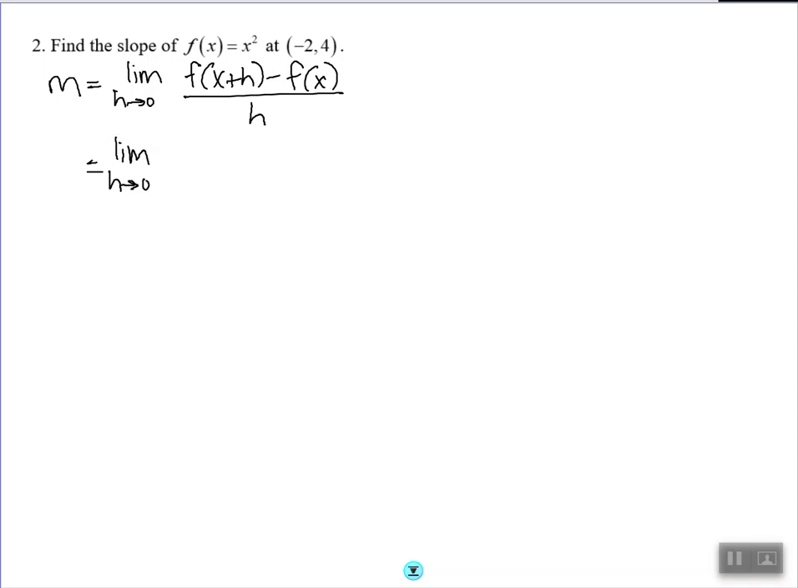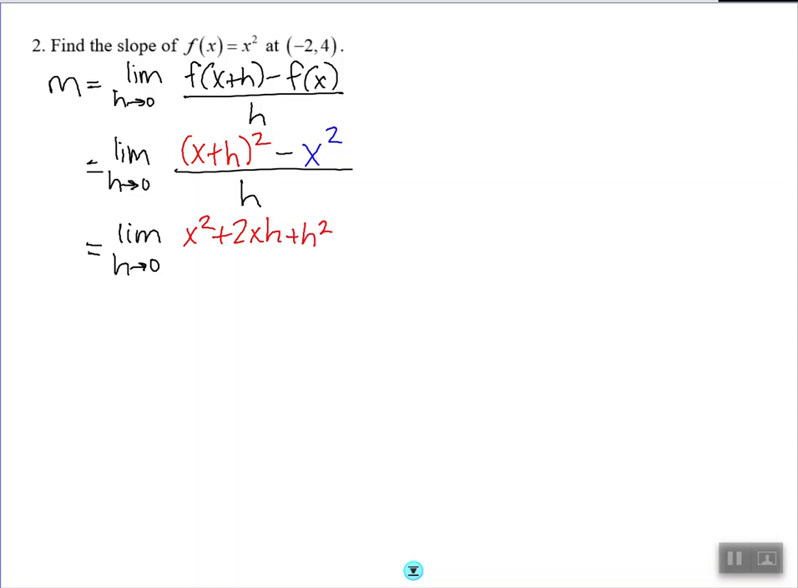So when I plug in x plus h into the function, I have x plus h squared minus x squared divided by h. You do need to be careful with your algebra. We need to multiply out our binomial squared. So x plus h squared, FOIL it or double distribute it or whatever you want to call it. You get x squared plus 2xh plus h squared. If you need to show more work out to the side, that's fine.